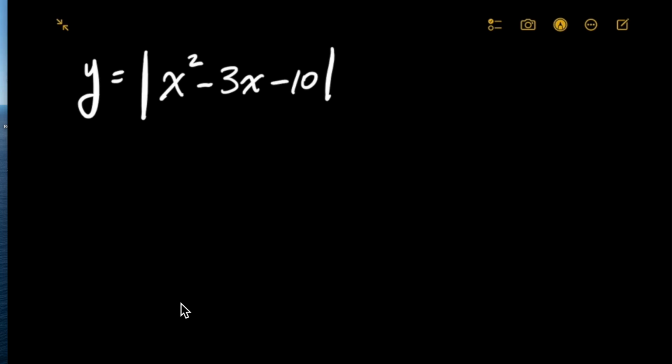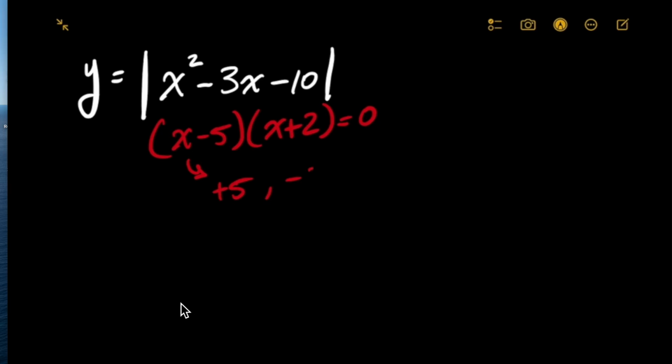So in this case, folks, we will use the technique of finding the zeros. So let's go ahead and factor this. We're going to have x minus 5 and x plus 2. And if we set that equal to 0, our zeros are going to be positive 5 as well as -2. So folks, because of this positive coefficient in front of the x squared, we know this is an upright parabola, which is going to cross the x-axis at -2 as well as positive 5. So it's going to be doing something like this.